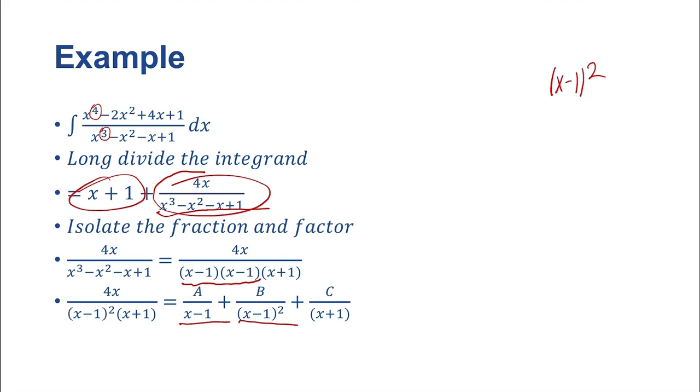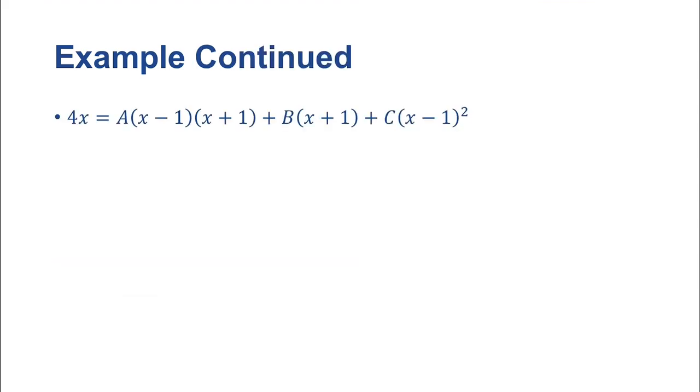And actually, we're going to be able to use the shortcut that we learned in the first one because we've got these repeated terms. So let's multiply everything by the lowest common denominator. We get 4x equals A times x minus 1 times x plus 1 plus B times x plus 1 plus C times x minus 1 squared.